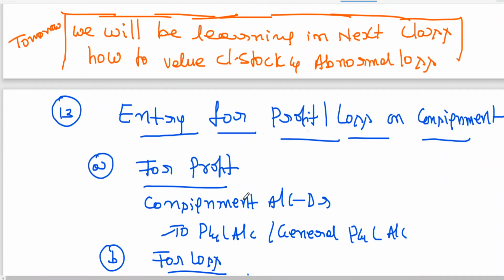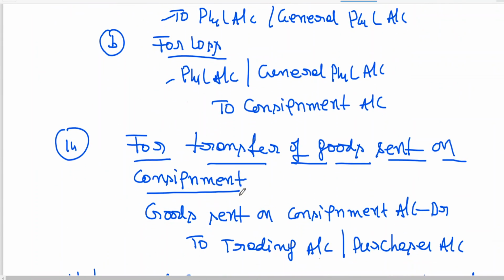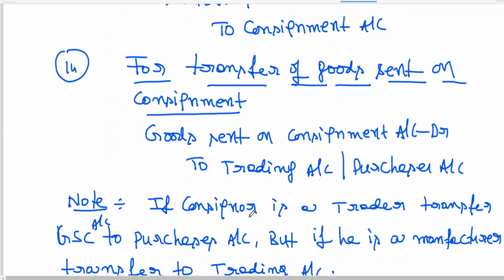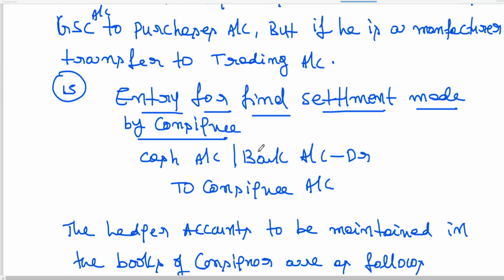Entry for profit or loss: consignment to P&L account or general P&L account. For transfer of goods sent on consignment, goods sent on consignment to trading or purchase. If the consignor is a trader, transfer goods sent on consignment account to purchase account. But if it's a manufacturer, transfer to trading account. Entry for final settlement made by consignee: cash account or bank account, debit, to consignee.